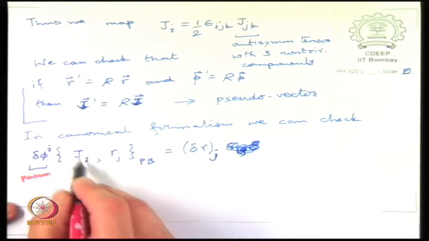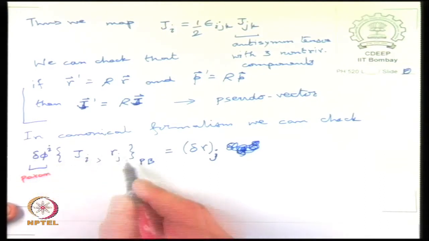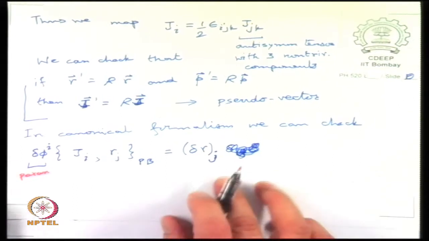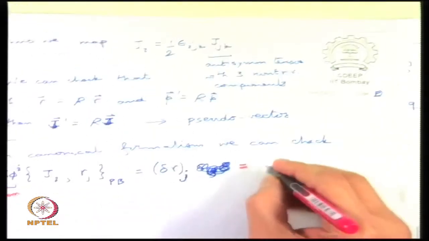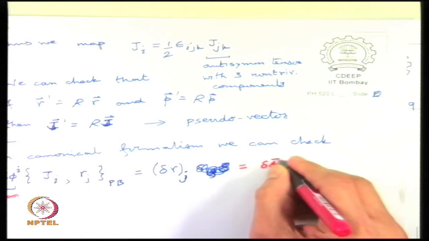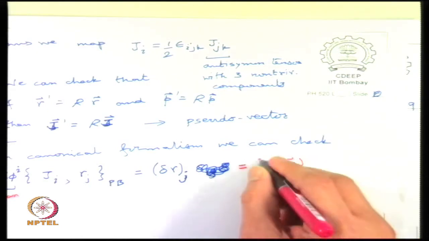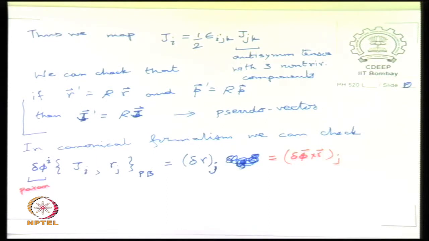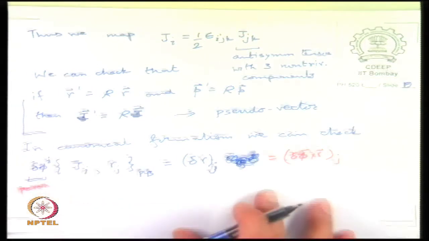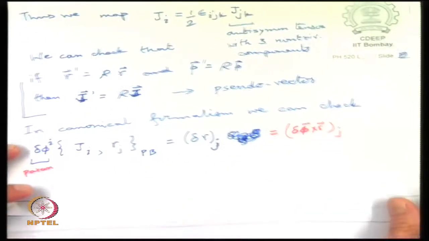If I now act with this on R, it will reproduce exactly delta Rj equal to delta phi cross R, jth component. That is the statement of it being implemented in the canonical sense. So we can check this. Let us try out one thing.